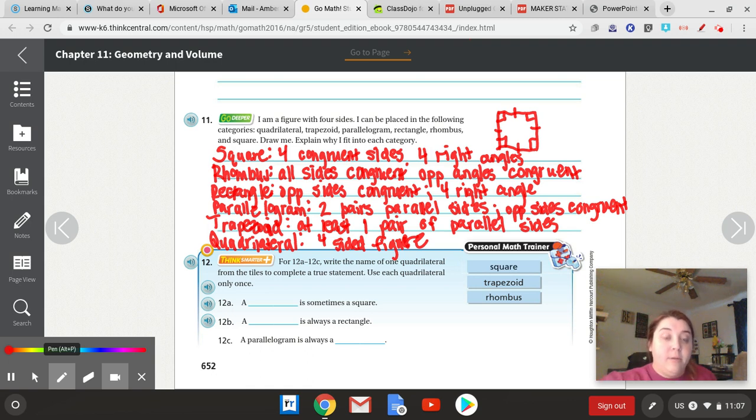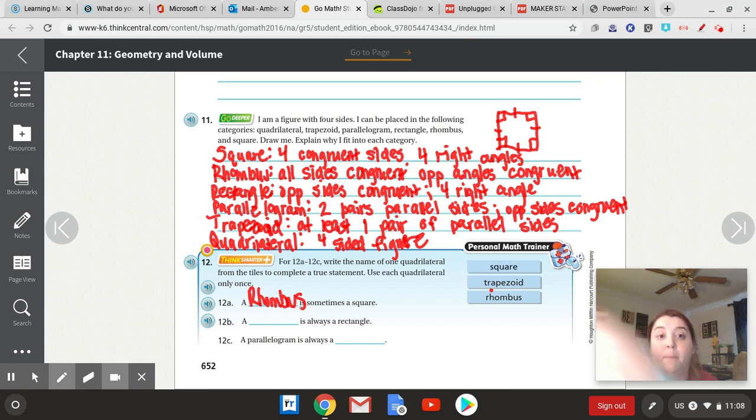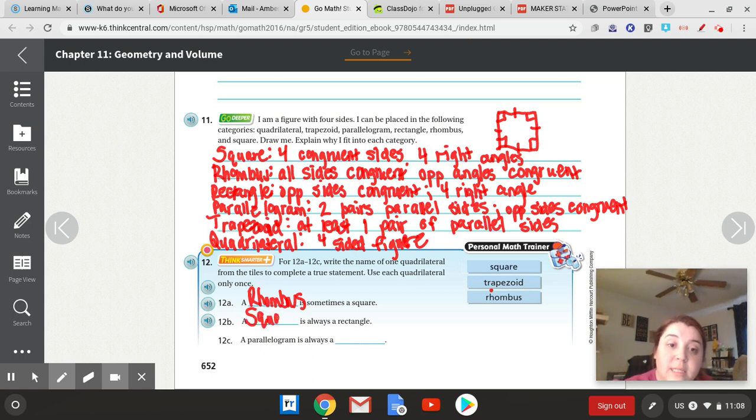Okay. Now, number 12, you have to fill in the blanks. A blank is sometimes a square. So you know just by looking at number 11, a rhombus is sometimes a square. Okay, there it is. A rhombus is considered a square sometimes. All right. A blank is always a rectangle. Well, if you look above rectangle, you see a square is always going to be considered a rectangle, okay, because opposite sides are congruent, 4 right angles, it makes sense.